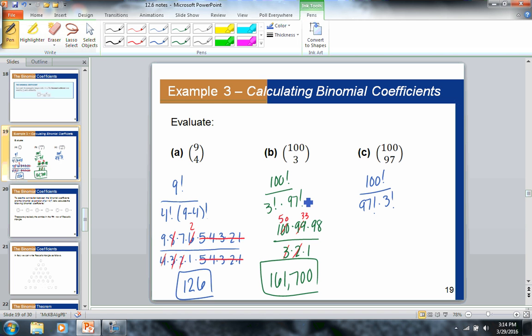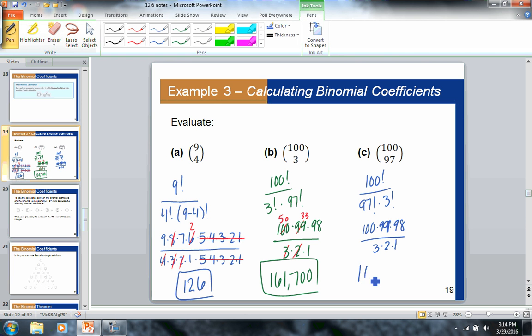Hey, that's exactly what I had over here for this other one, for part B. Now, if you didn't recognize that, you could work through this again. Again, the 100 factorial is 100 times 99 times 98. The 97 is 97 times 96 times 95. So all the 97s are going to cancel. So again, I would end up with 99 times 98, and then over 3 times 2 times 1.